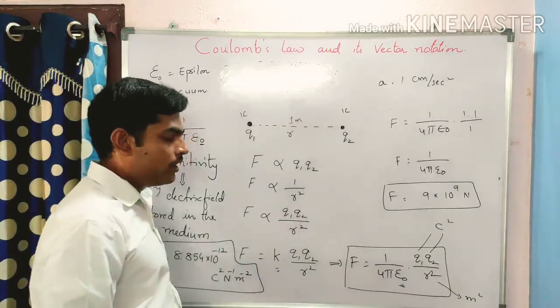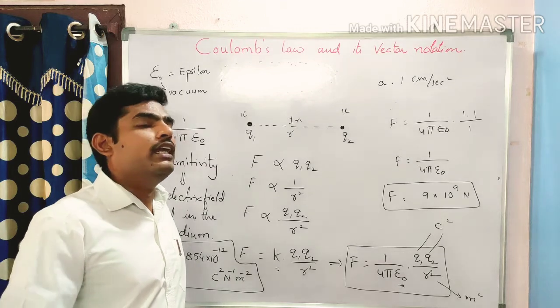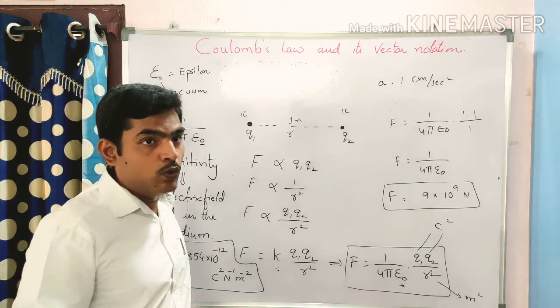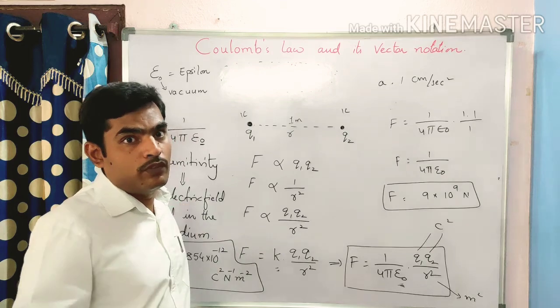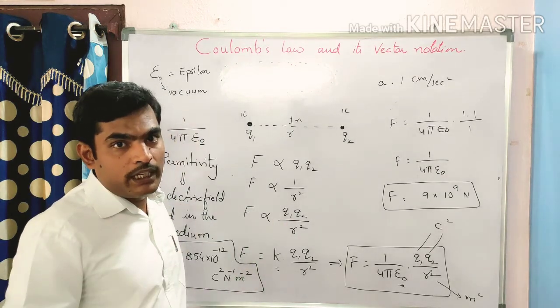If you read the textbook, you might have come across that 1 coulomb by itself is a very large amount of charge. So we'll always take micro coulombs. Pico coulombs will be considered here.